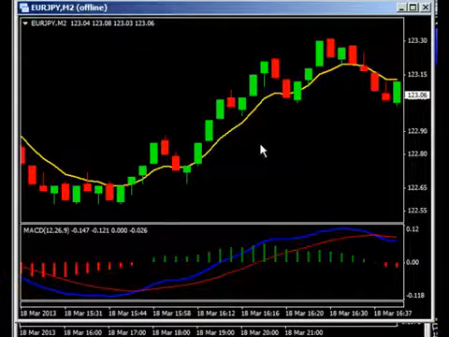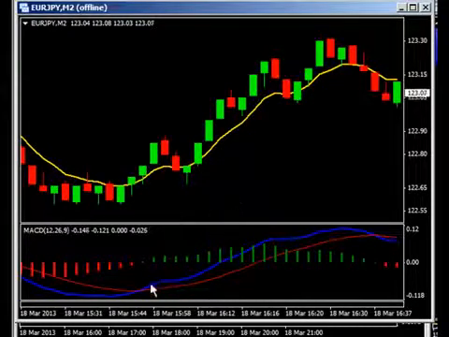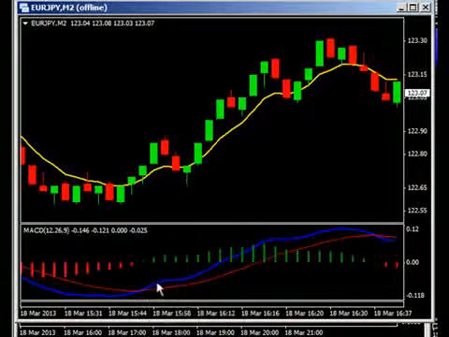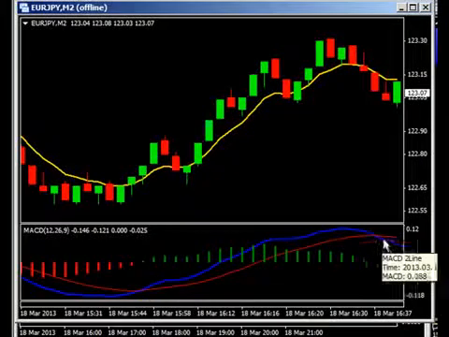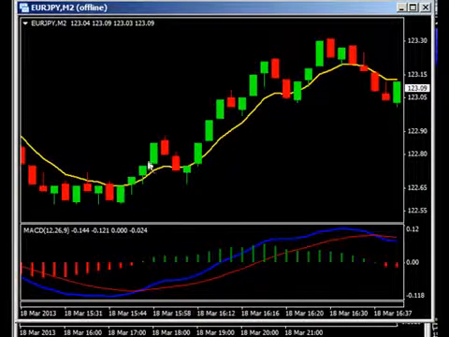So what are we looking at? The first thing I'm looking for is the cross of the MACD. Is the blue crossing above the red, or is the blue crossing below the red? Let's look at this example here. The blue is crossing above the red for the first time. That's got me interested, and then I want to see some price action.